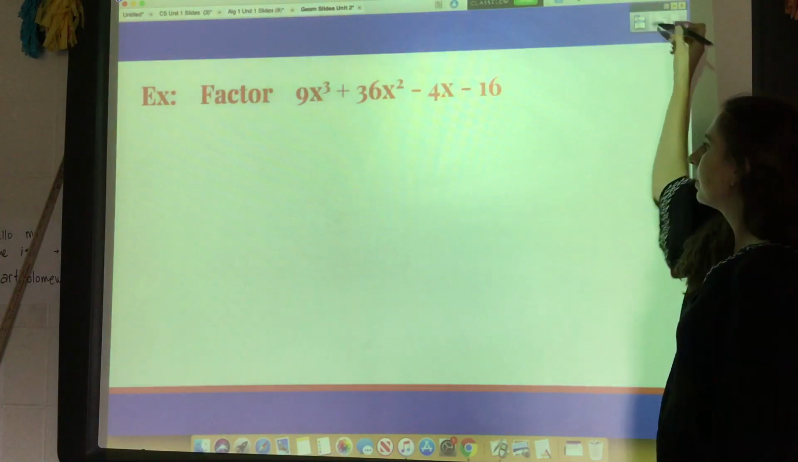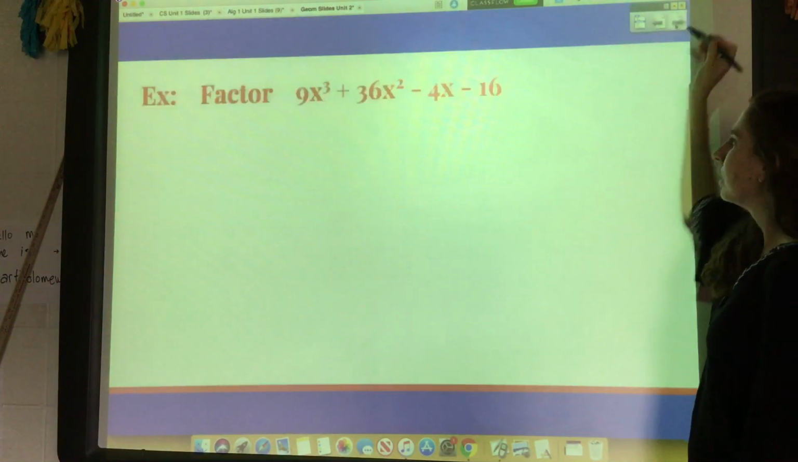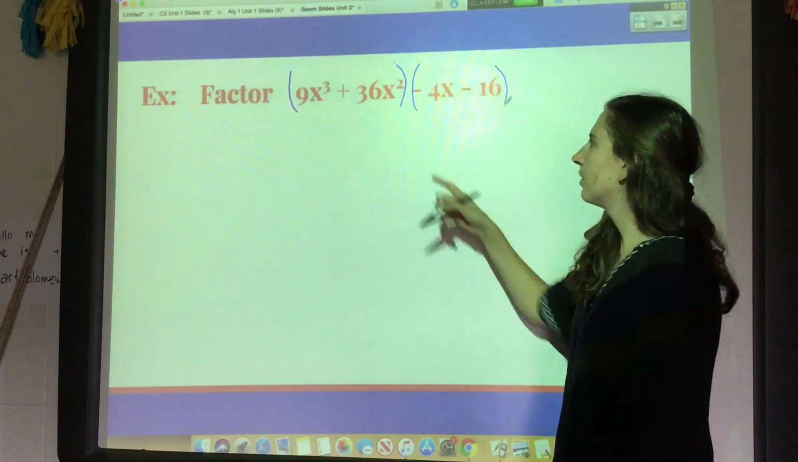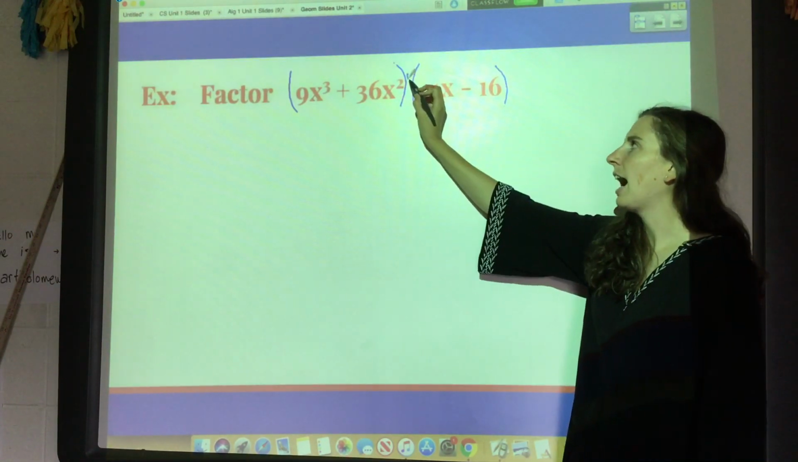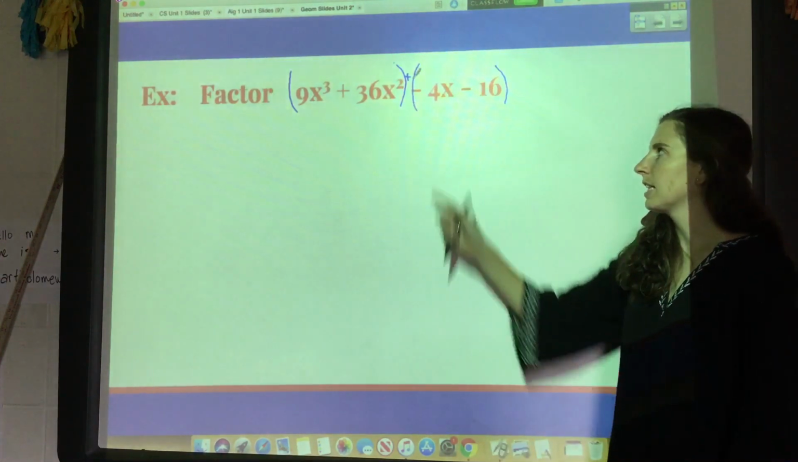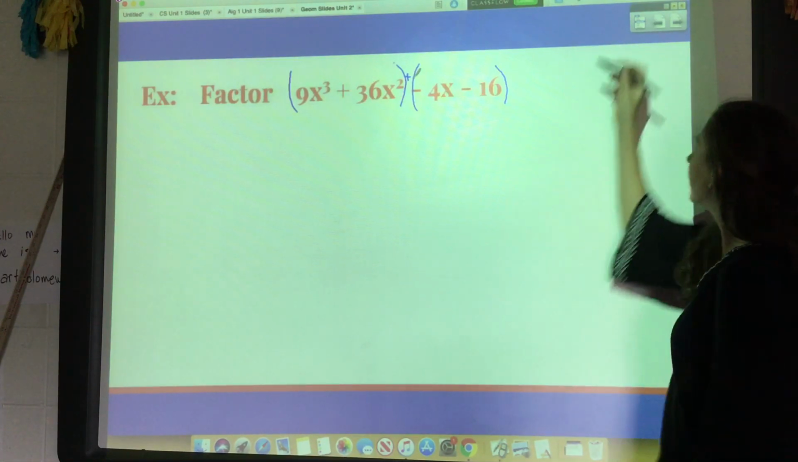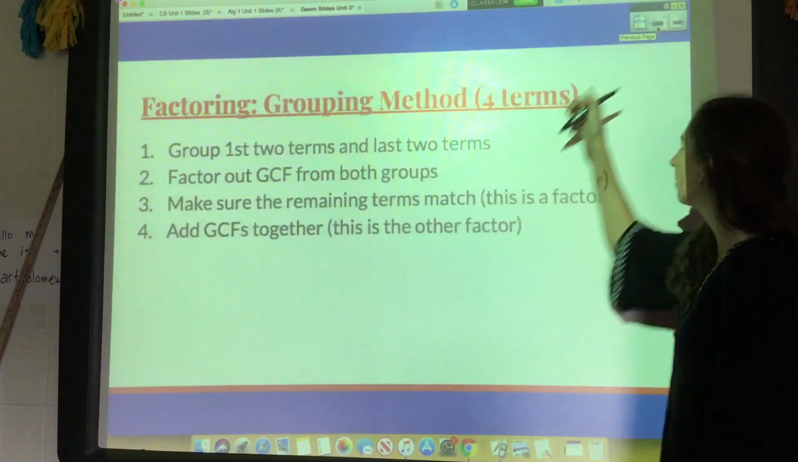The first step is to group the first 2 terms and the last 2 terms. So just group these 2 together and these 2 together. If there's a minus, that needs to stay with the 4x, but note that you are adding these. This is not multiplication. It's like plus a negative 4x. Okay, the second step is to factor out a GCF from both groups.